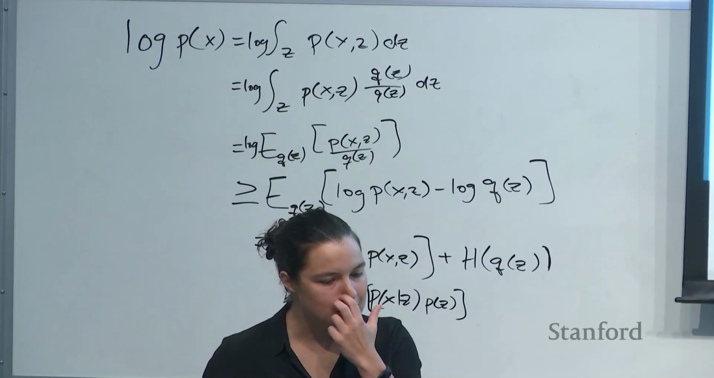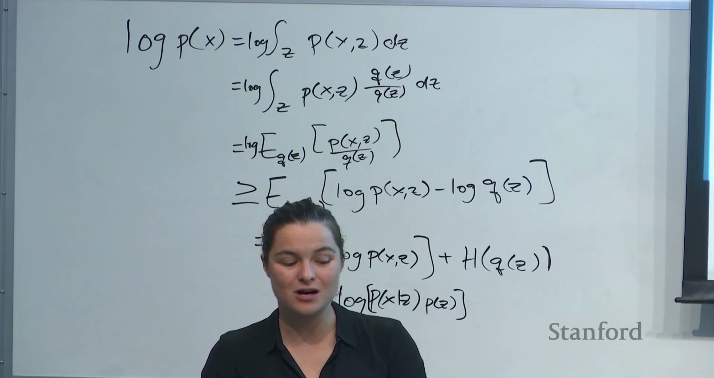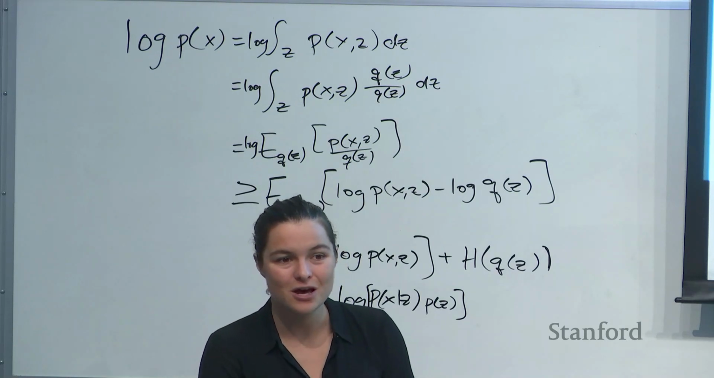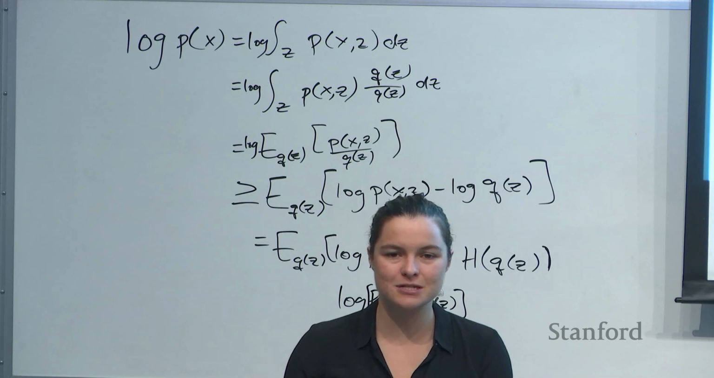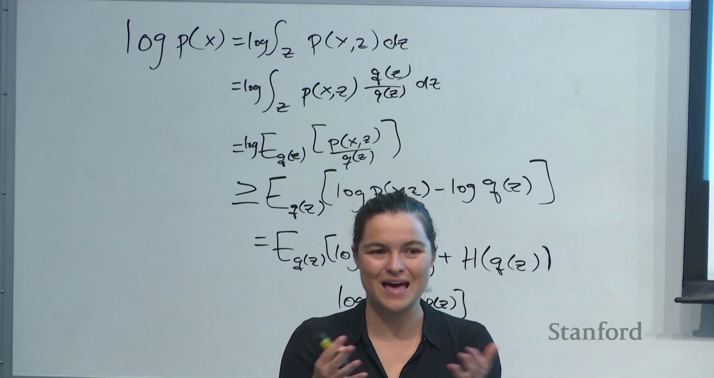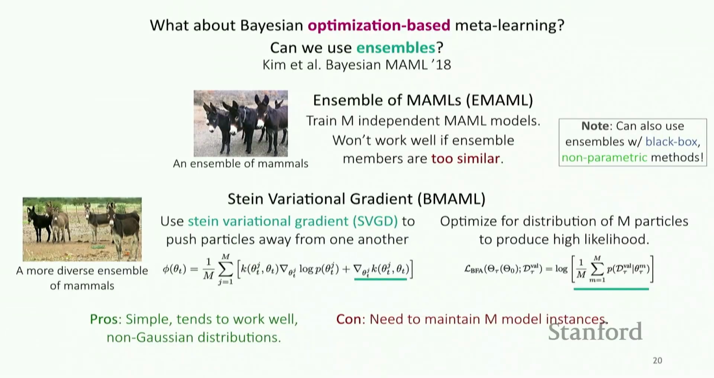Okay, so the benefit of this approach is that it's simple and tends to work well. It also gives you non-Gaussian distributions, which is quite nice. The downside is that in some scenarios, you may not want to represent M different sets of parameters, and this requires you to maintain M instances of your model.